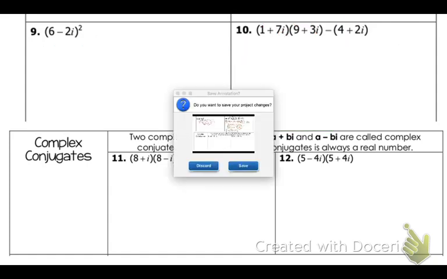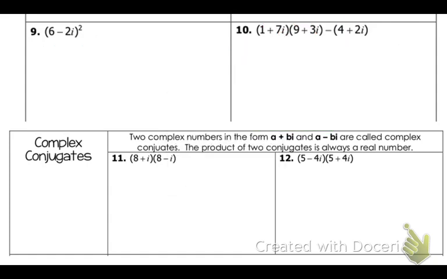Let's take a look at number 11 and 12. So these are kind of like the fun, easy ones if you remember this. So we call them the complex conjugate. So it says when you have a plus bi and you have the same thing again, but this time it's a subtraction, so a minus bi. These are called complex conjugates. The product of these conjugates are always a real number.